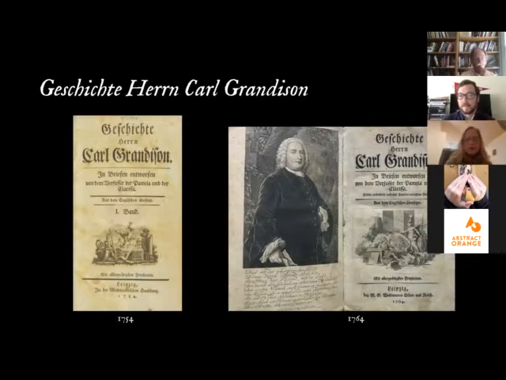And I'd like to discuss what this collaboration looked like in the case of the German translation of Grandison, as well as how this translation contributed to what many prominent German authors, such as Christoph Martin Wieland and Johann Wolfgang von Goethe, described as Grandison fever.